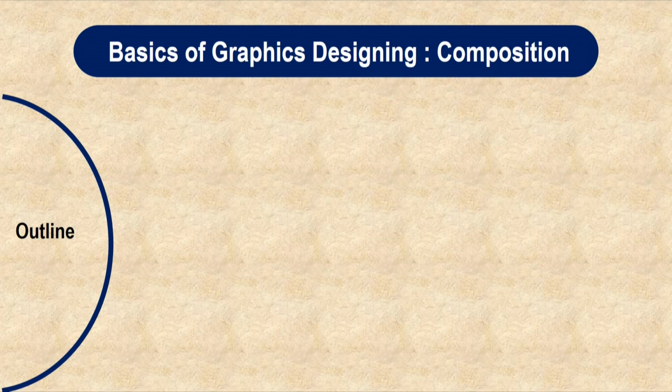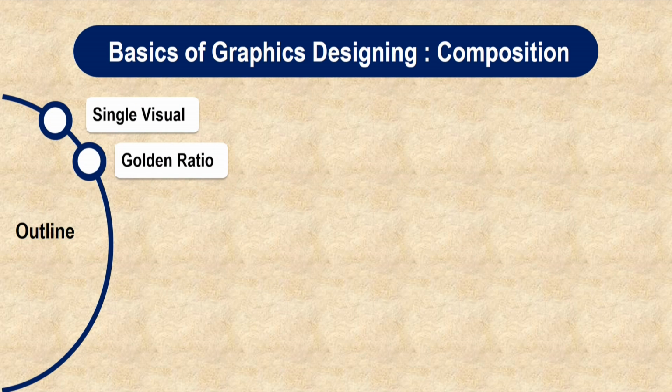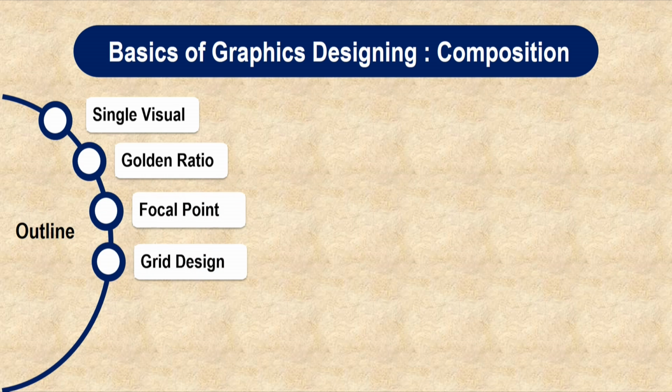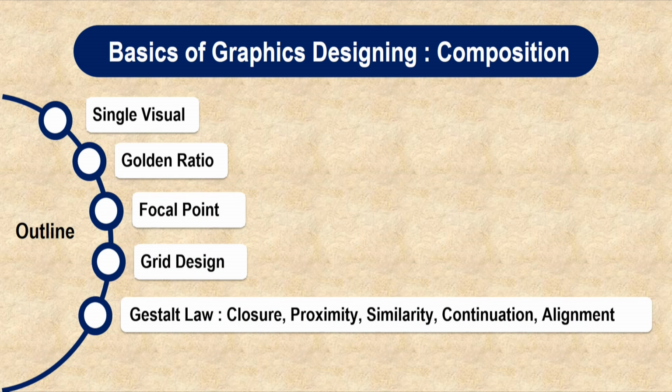Outline of the contents to be covered are mainly related to image composition related principles. The first one is single visual composition, the rule of golden ratio, focal point, grid design system, and certain Gestalt laws. So let us see how the first image composition rule can be worked out.